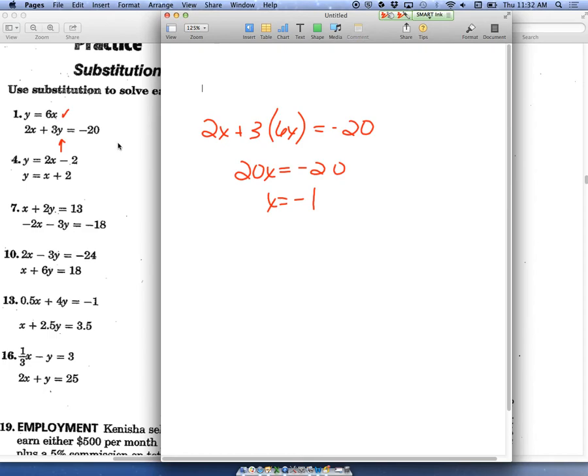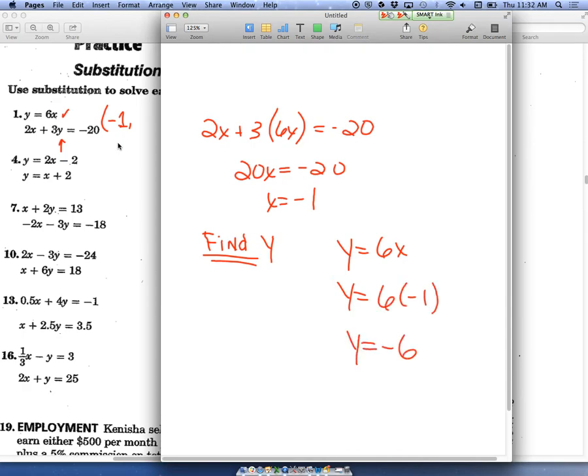Now the solution to a system of linear equations is an ordered pair. So the first coordinate would be -1, that's my x value. I now have to find the y coordinate that goes along with this. You can go back to either original equation. It's usually smartest to take the equation that's easiest to work with to find the other variable. So if y equals 6x, and I know that x is -1, then I find that y is -6. So the solution to this system is the ordered pair (-1, -6). Let's do number 3 together next.